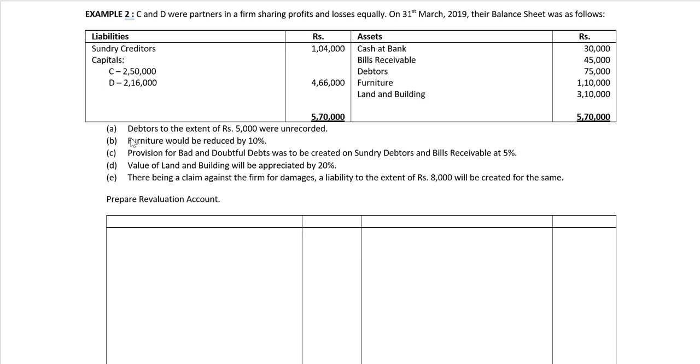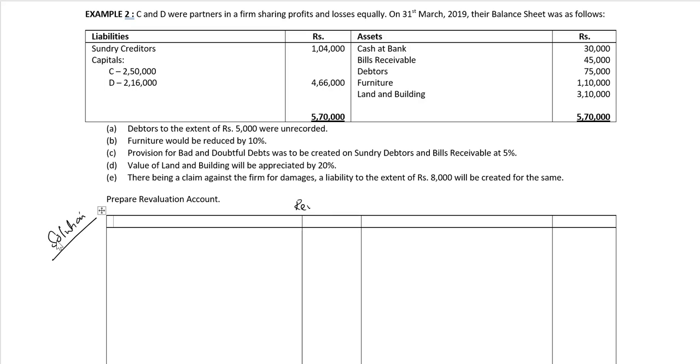Additional information. Debtors to the extent of rupees 5,000 were unrecorded. Furniture would be reduced by 10%. Provision for bad and doubtful debts was to be created on sundry debtors and bills receivable at 5%. Value of land and building will be appreciated by 20%. There being a claim against the firm for damages, a liability to the extent of rupees 8,000 will be created for the same. We are asked to prepare the revaluation account. So let's go ahead with preparing the revaluation account.